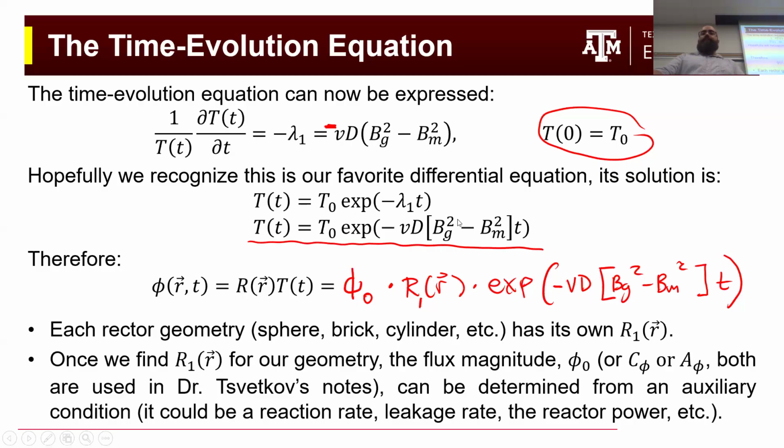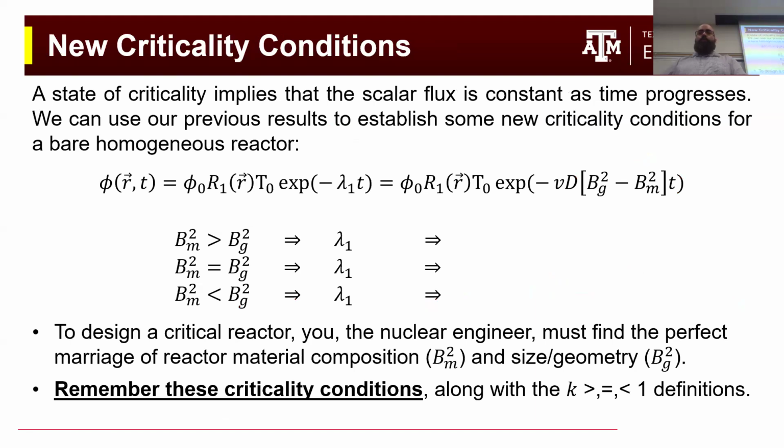And if this is what our time evolution function looks like, then we can study this a little bit more to talk about what characteristics our system would have if we want to talk about the system being supercritical or subcritical. So when we talk about criticality, it means that the loss and production operators are balanced. And so it also means that our flux doesn't change with time.